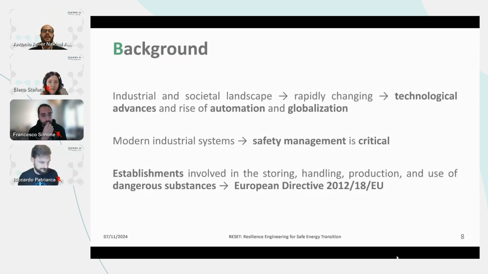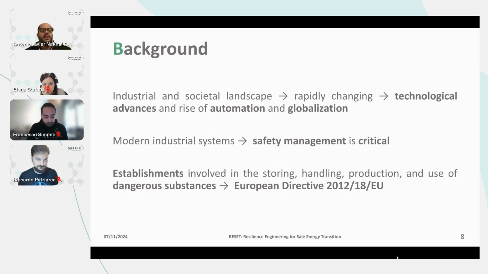Now, as Riccardo said, we have a problem managing this complexity and preventing industrial accidents. For that, we have the background in which we know that in this modern era, the industrial society landscape is changing so fast, and automation and globalization are adding more complexity and other factors that need to be included in the analysis.